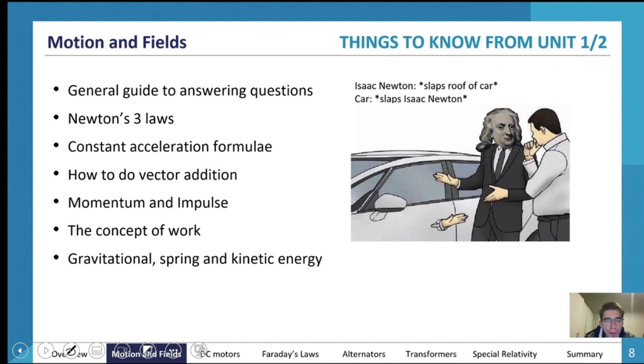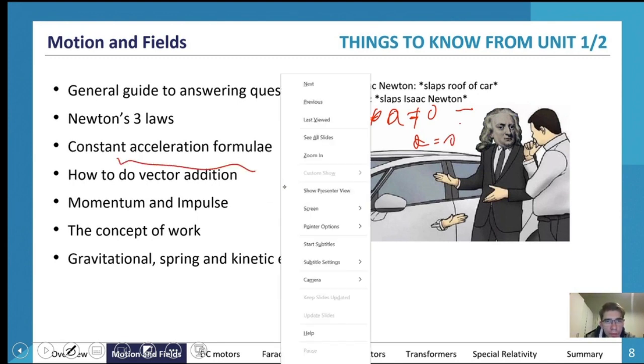Now, Newton's 3 laws of motion is referring to the first, second, and third law. First law says that as long as there is a force being applied on an object, then the acceleration will be different from zero. So if the net force on an object is different from zero, acceleration will also be different from zero. And if an object is traveling at a constant speed or is at rest, then acceleration will equal zero.